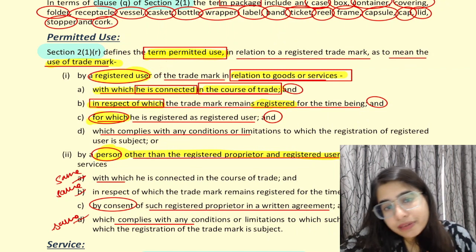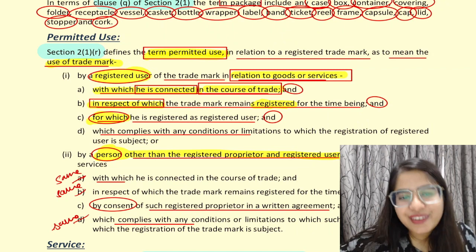So can the owner of the trademark use the trademark? Of course, yes. If the owner will not use it, who will use it?